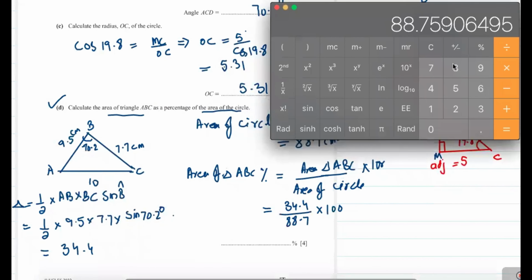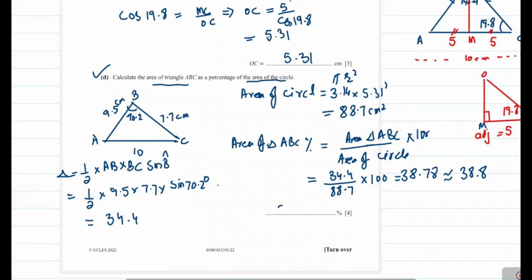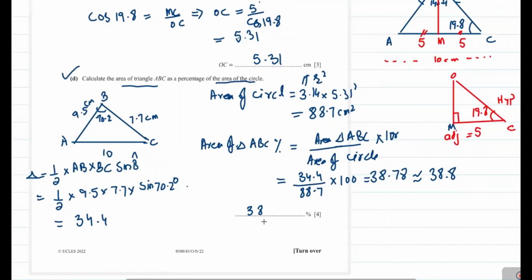We see that 34.4 divided by 88.7 multiply by 100. The answer is 38.78, and you can write it as 38.8. 38.8 is the answer. Now the next question.